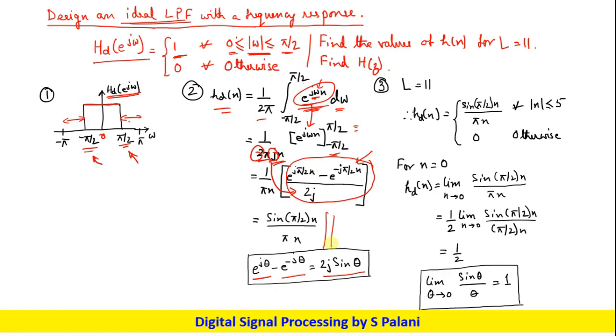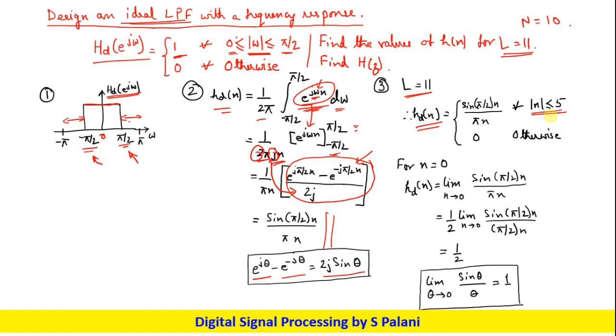Now the next thing is our length. It is given as 11. When the length is given as 11, capital N is equal to 10. So we will compute HD of n. It is equal to sine of pi by 2 n divided by pi n for modulus of n less than or equal to 5.